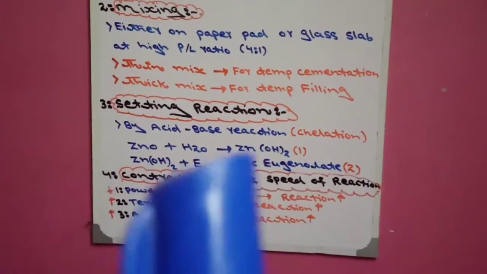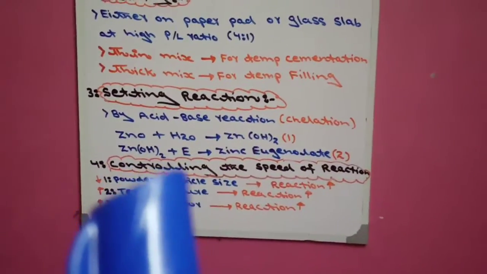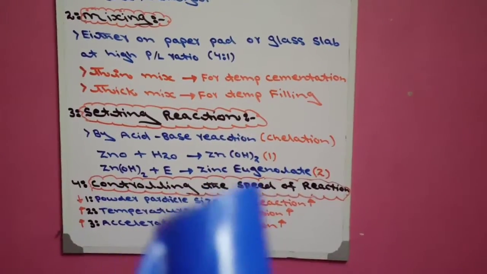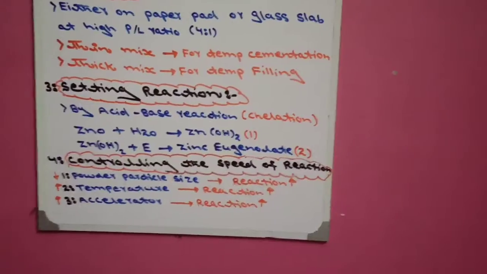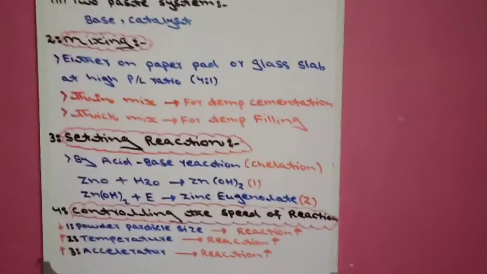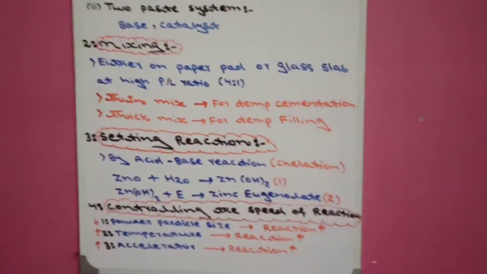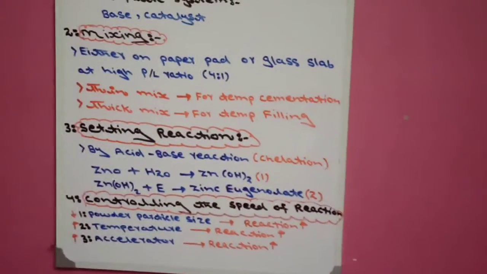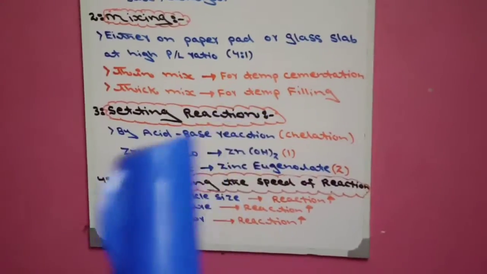In the second step, this zinc hydroxide which formed in the first step reacts with eugenol to form zinc eugenolate. Now the zinc eugenolate is the final set product. Now when we check the final set cement, it will consist of zinc eugenolate plus unreacted zinc oxide powder. This is the setting reaction.